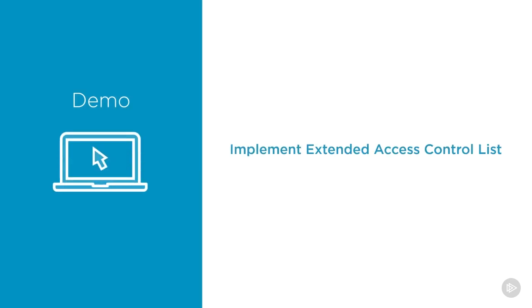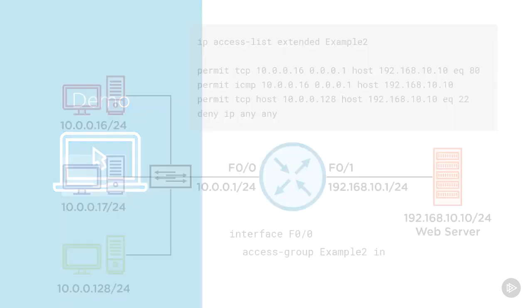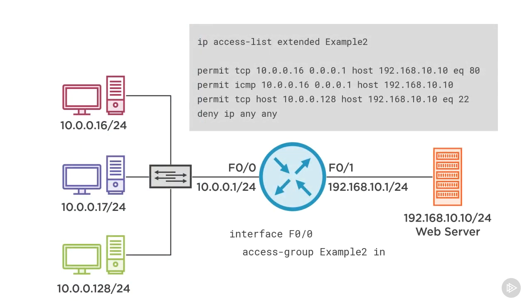So for the demonstration, we're going to do exactly that. We're going to implement that access control list. I recommend taking a snapshot of this drawing so that we know exactly what we're working on and we can examine what's happening while we're working on our lab. The three things we're going to do here is write that access control list, then apply it to the interface, and then test.